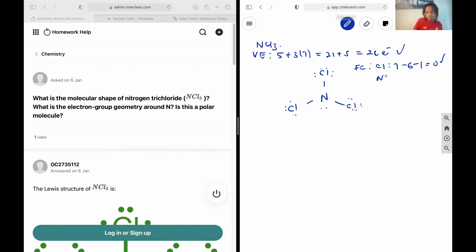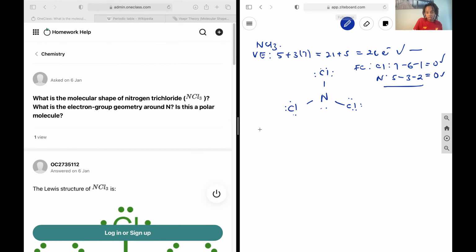On the nitrogen, we'll have 5 valence electrons minus the 3 electrons in each of these bonding pairs, minus the 2 lone electrons, and that's going to give you 0. So our formal charge makes sense. Our valence electrons are all accounted for. This is the correct structure.